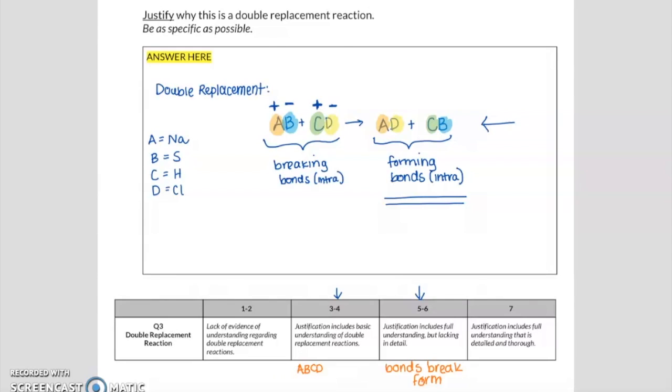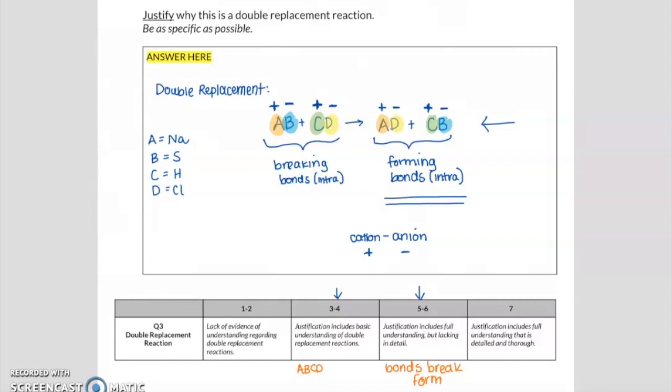The reason why this rearrangement can happen, this replacing A and C with each other, is because A, our cation, in the end is paired up with D, which is another anion. And C, our cation, is paired up with B, a different anion. So what you should be noticing is that you always need this cation and anion pair, or a positive paired with a negative.